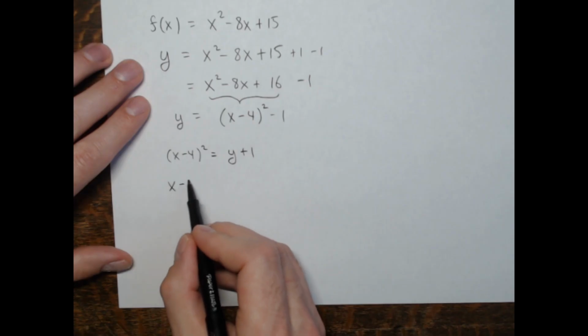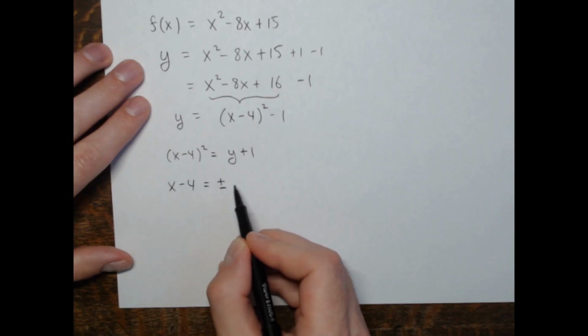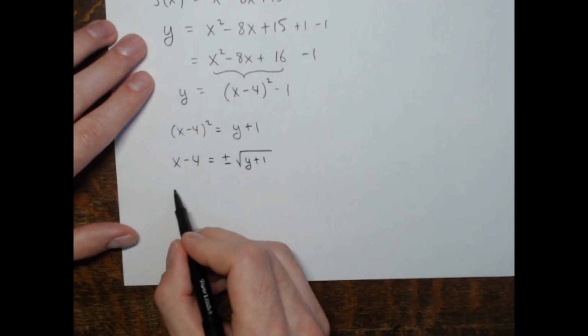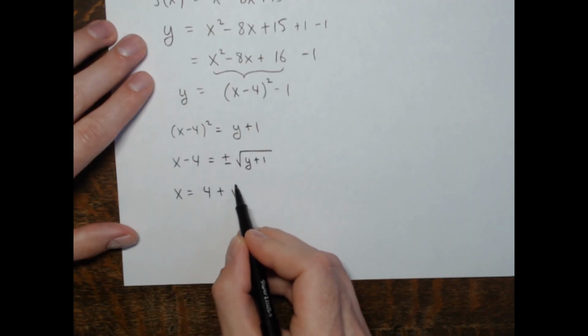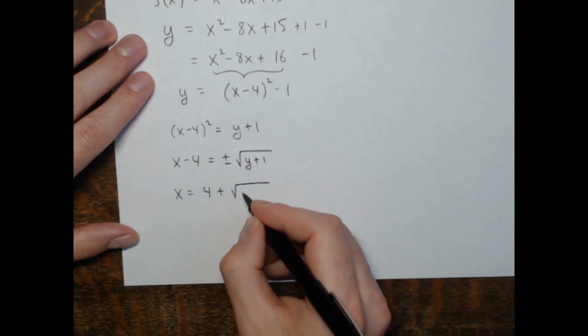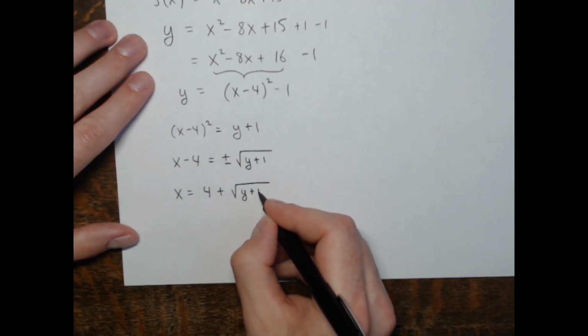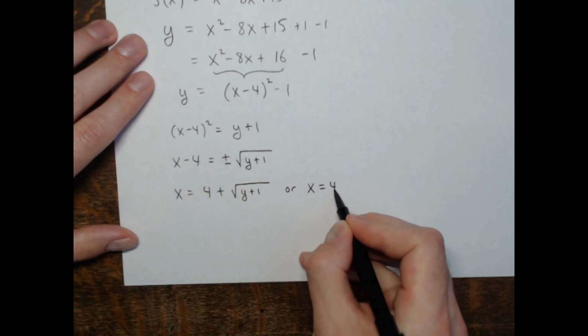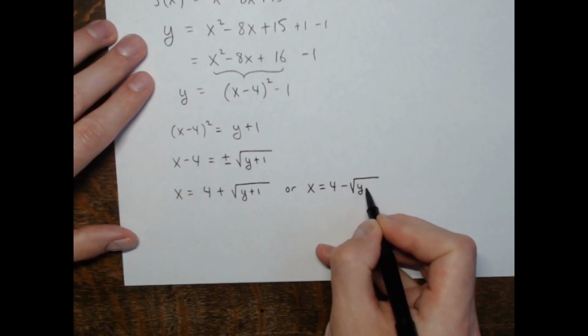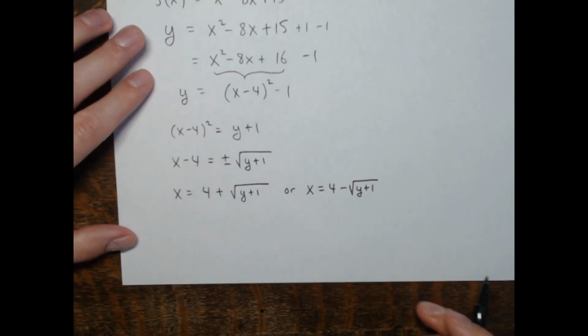So then x minus 4 is either positive or negative the square root of y plus 1, and then we add 4. Now, one of these is correct for the piece of curve I want. So x equals 4 plus the square root of y plus 1, or x equals 4 minus the square root of y plus 1.